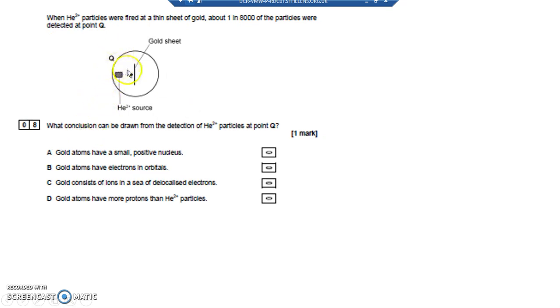However, a small number appeared at point Q, so there was some reflection back. So there must be something in the gold sheet repelling those particles to send them back again. So these 2+ particles must be repelled by something in the gold sheet. Not many of them come back, so it's mostly empty space, but a few do come back to point Q. So 1 in 8,000 particles must be repelled by something positive charged. A very small part of the gold sheet must be positively charged. So gold atoms have a small positive nucleus. A is your answer.